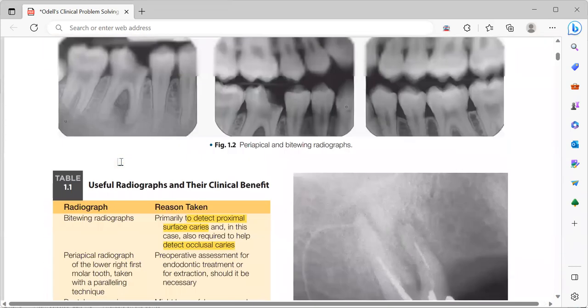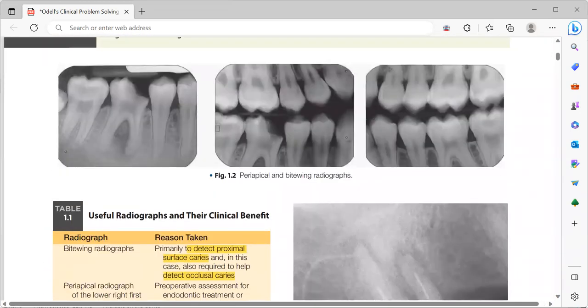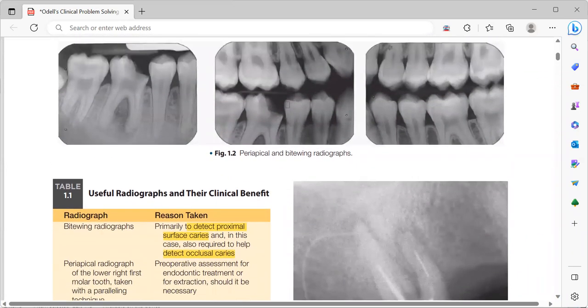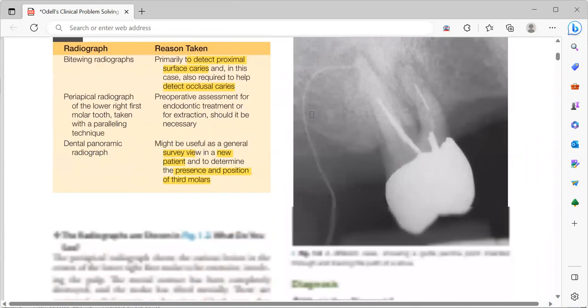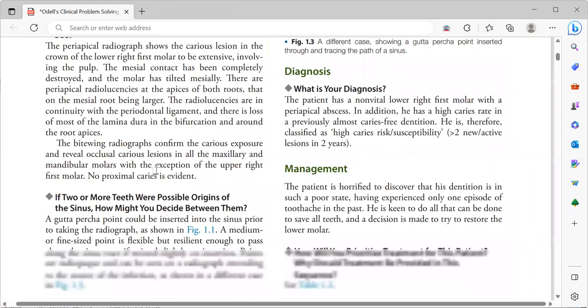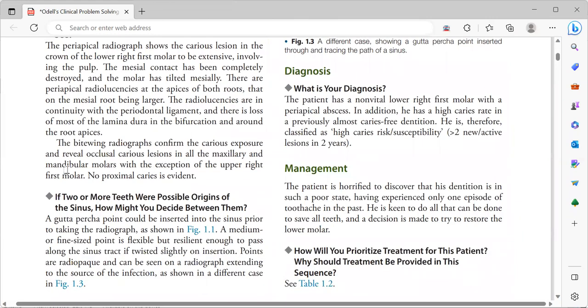Okay, so here from the X-ray we can see, can you see this black area? So there is an occlusal decay in this tooth as well. So here as well. All right, so they said that in all the molars we can appreciate the caries in the bite wing in this patient, except for the upper right first molar.